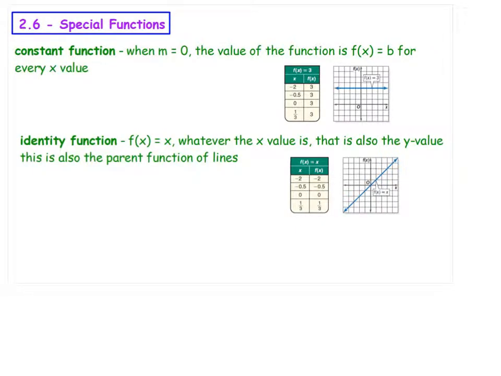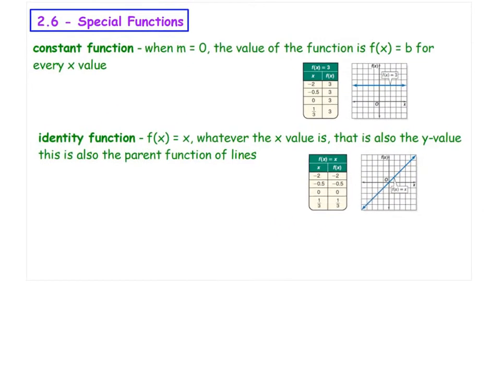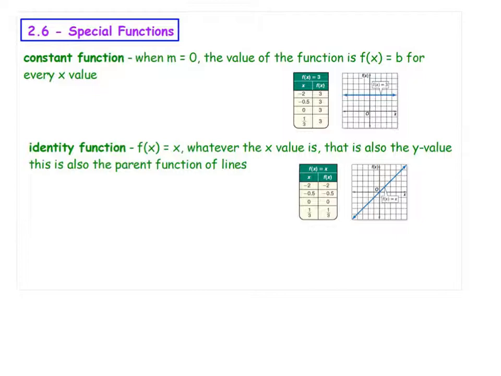There are a couple more functions that are special: constant and identity. Identity we've seen before. That's just the parent graph for linear equations. It's the least complex form. The slope is just 1, and the y-intercept is just 0. So we start at the origin. So that's the least complex line that you can make.